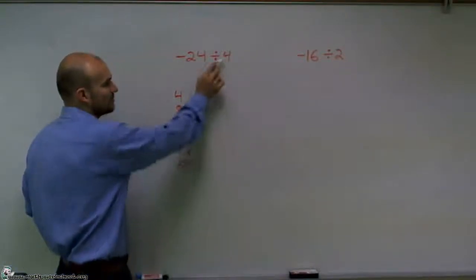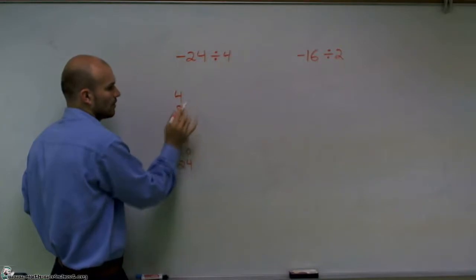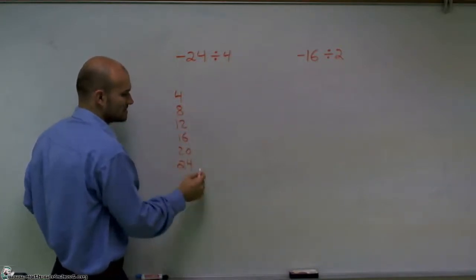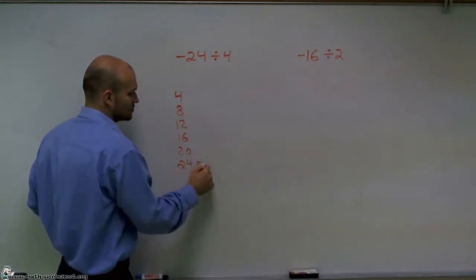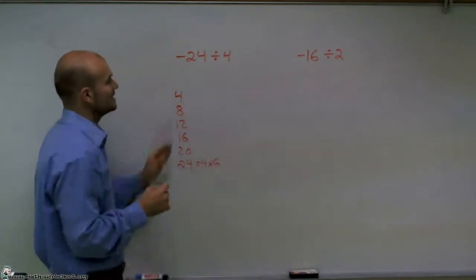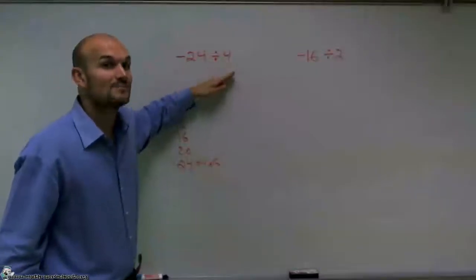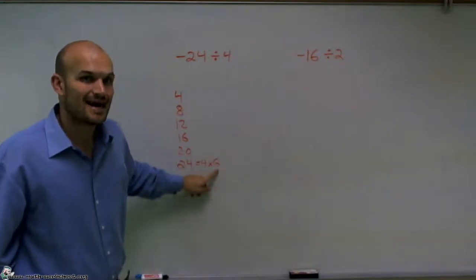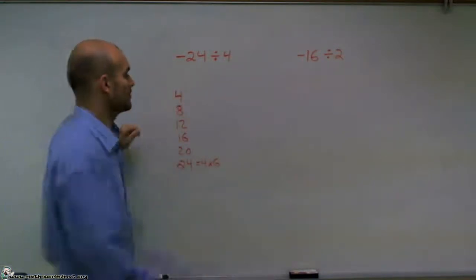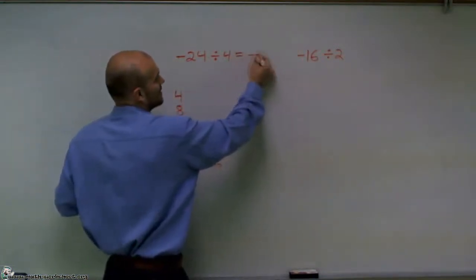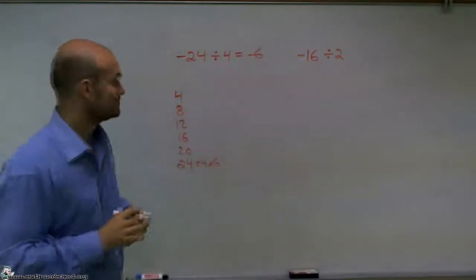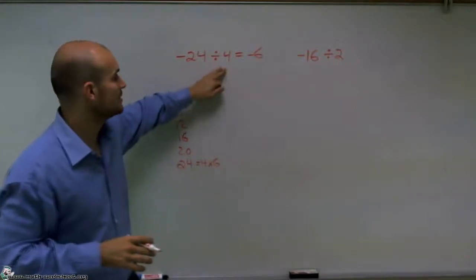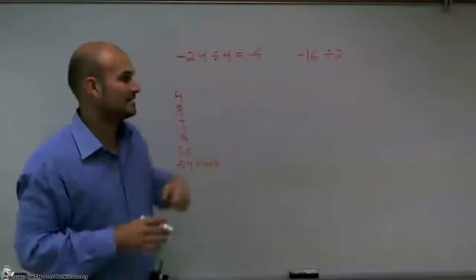But what I notice is, this is 4 times 1, 4 times 2, 4 times 3, 4 times 4, 4 times 5, and 4 times 6 equals 24. So when I say negative 24 divided by 4, how many times does 4 go into negative 24? Well, it goes in there 6 times. But since that's a negative 24, we're going to say it goes in there negative 6 times. Anytime you have a negative number divided by a positive number, you know that it's going to be a negative.